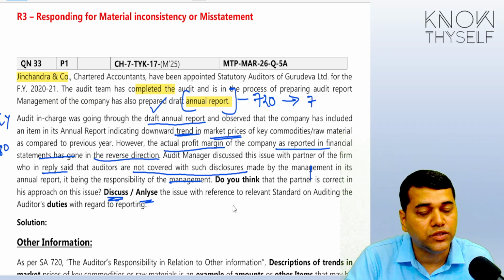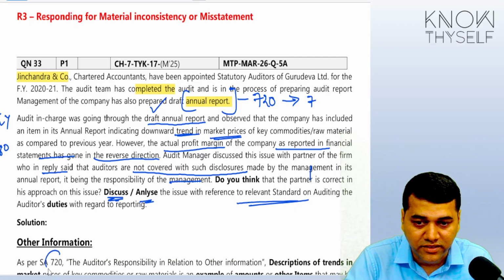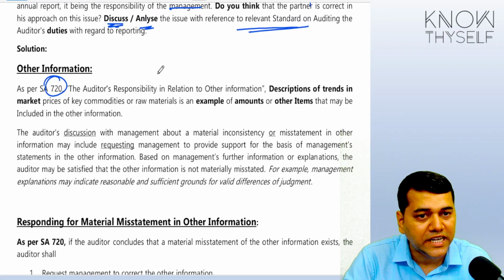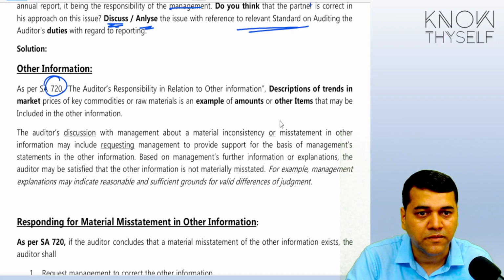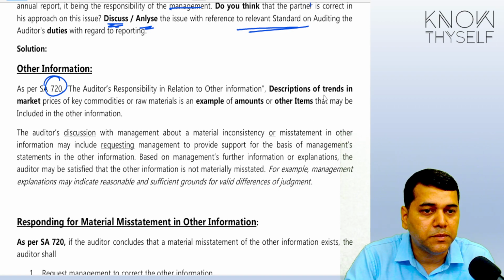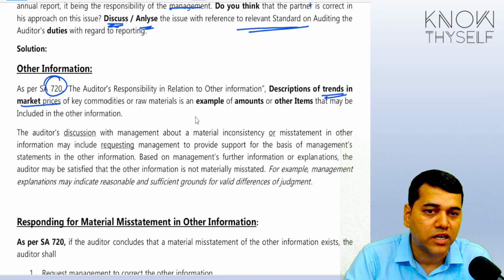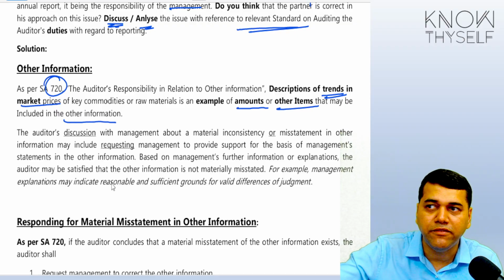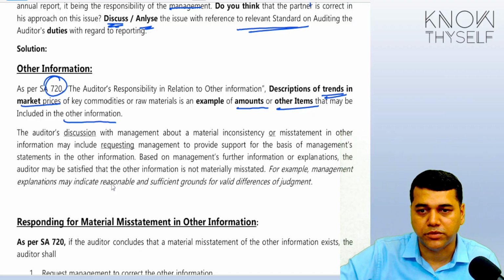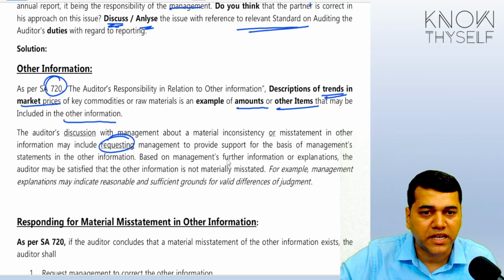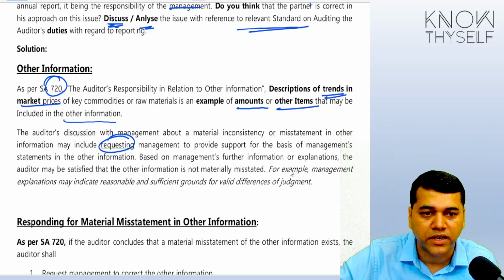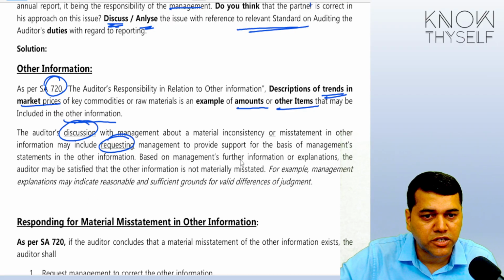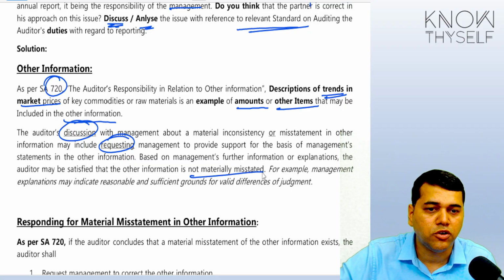Discuss or analyze the issue with reference to relevant standards on auditing. So you will quote SA 720, maybe 1 mark. Then you are going to explain, okay, whenever you identify any discrepancy, inconsistency, what you should do. A description of a trend or the market price of the commodity is an example of amounts or items included in the other information. That means whatever trend we are talking about, the trend itself is other information. So he has to request the management to provide support for the management statement and the board of directors. So first thing, you should discuss with the management, and you should ask the management to correct it. Based on the further discussion, you should conclude whether the other information is materially misstated.